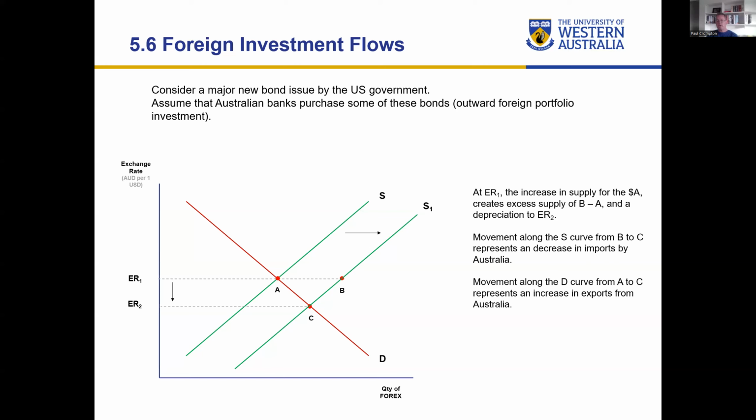Equilibrium is restored by demand increasing, or quantity demanded increasing from A to C, and for supply, quantity supplied dropping back from B to C. So equilibrium is restored at point C. How do we get there? Well, the supply curve shifts to the right as the Australian banks take Australian dollars into the Forex market. That opens up a gap between A and B. Equilibrium is restored by a combined movement from A to C plus a movement from B to C.